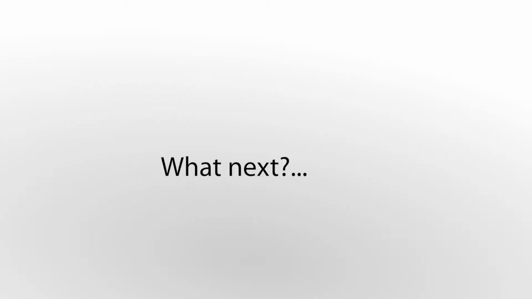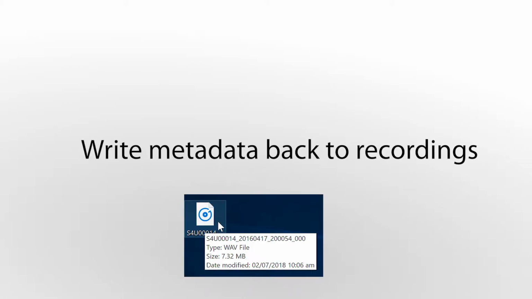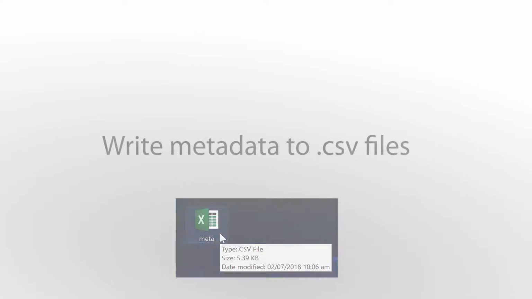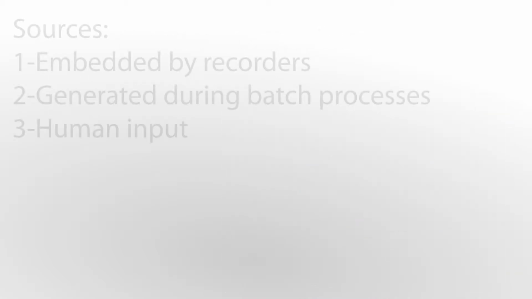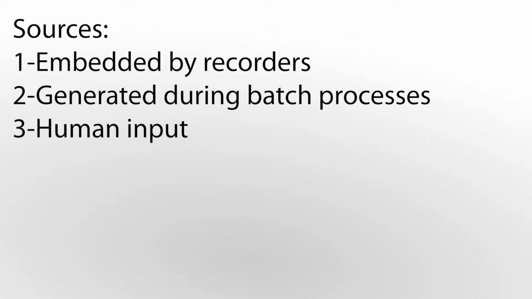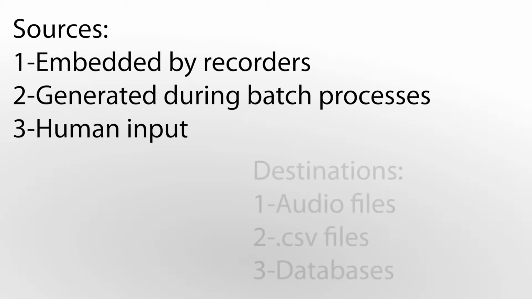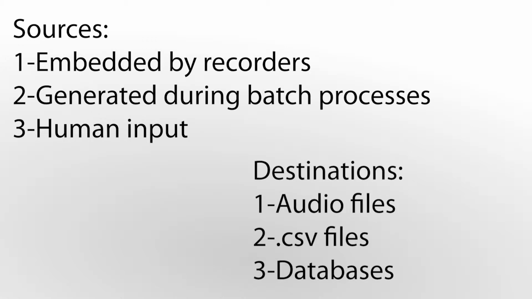Once all this information is collected, what happens next? Metadata can be written back to recordings. Metadata can be written to CSV files. Metadata can be added to databases for future searching and analysis. So we have potentially three basic sources of metadata and three basic destinations for that information. Let's start at the beginning to see how metadata is created.